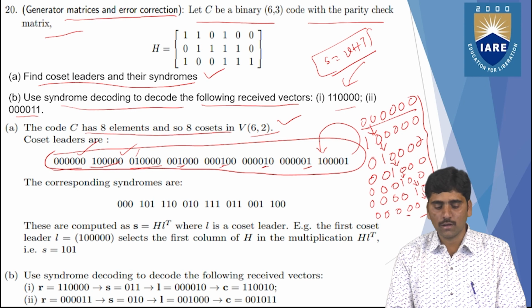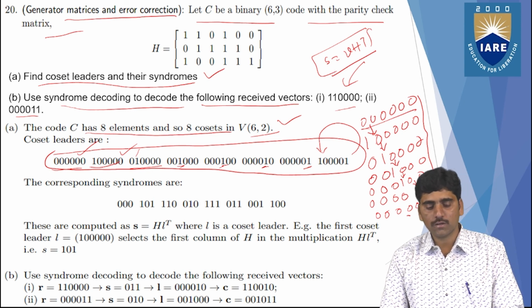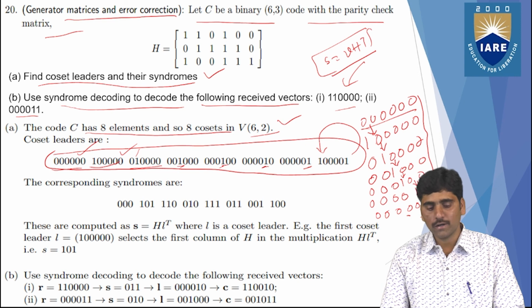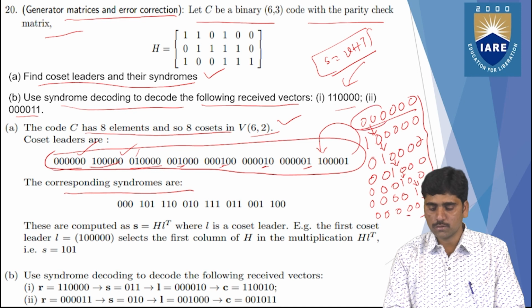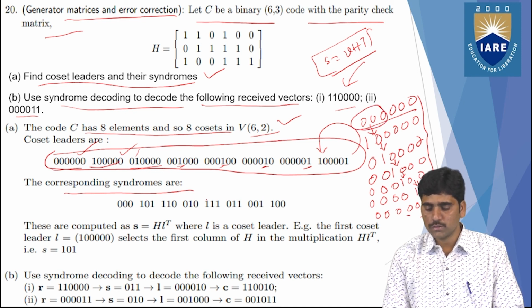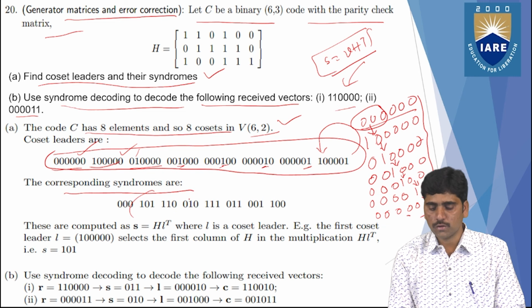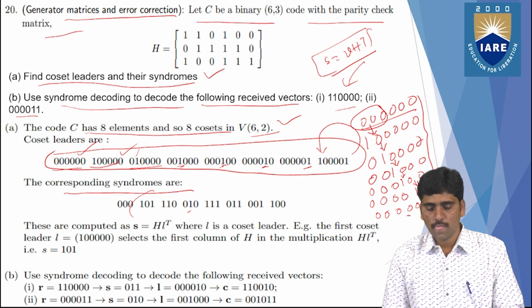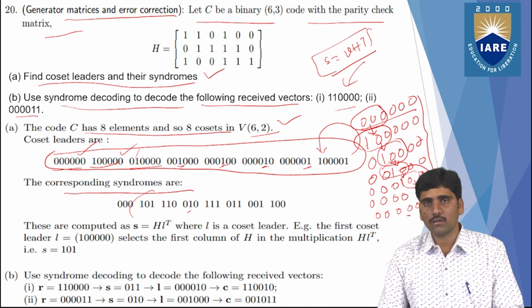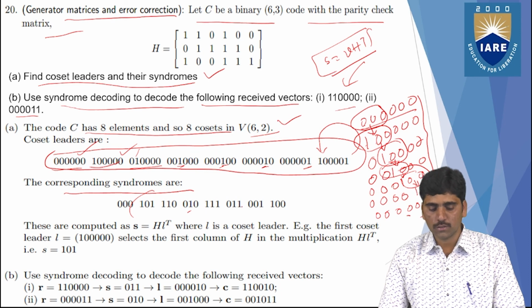So from all the coset elements, the chosen ones are the coset leaders. These are all coset leaders, and the corresponding syndromes are: first one is 000, the second one is 101, the third one is 110, and the fourth one is 010. You can write it as 000, the next 101, the next 110, the next 010, and the next 111. So these are the corresponding syndromes.